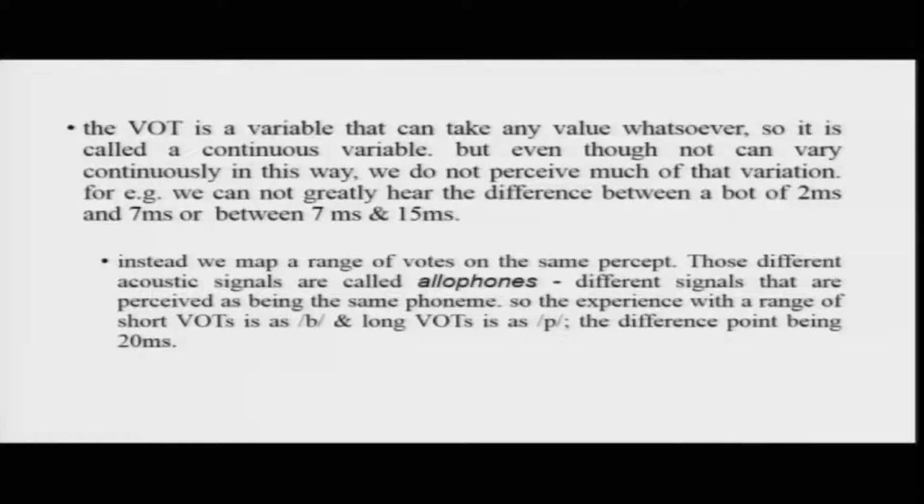However, if the difference is slightly larger, around a 20 millisecond mark or more, then you start perceiving the same kind of gesture as a different phoneme. So until a particular point, when the variation for b is from 2 milliseconds to around 18-19 milliseconds, it still gets perceived as b, but if the difference is more than 20 milliseconds, it starts getting perceived as p. That's the point that I was trying to make.